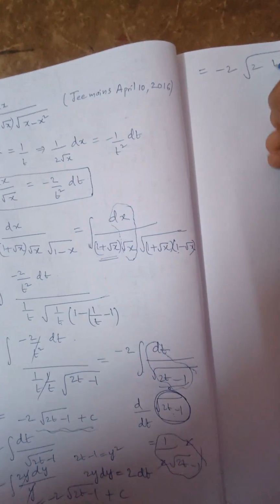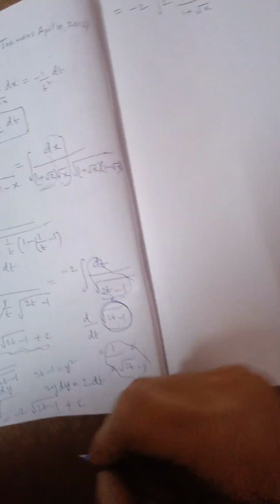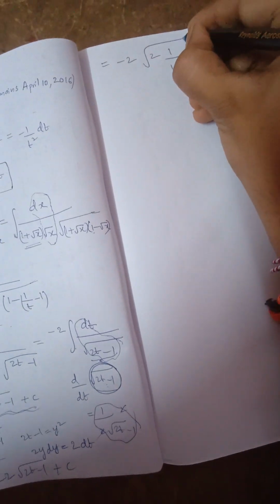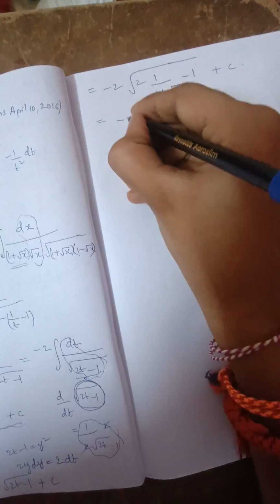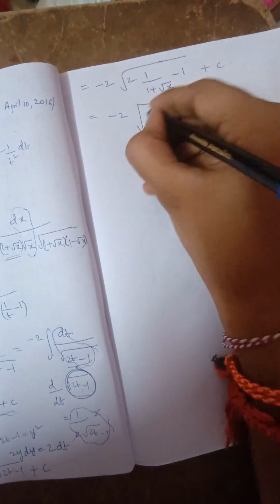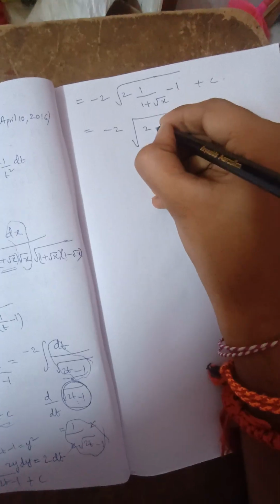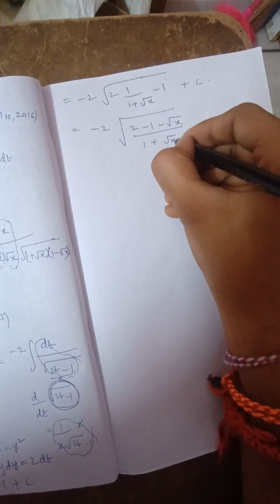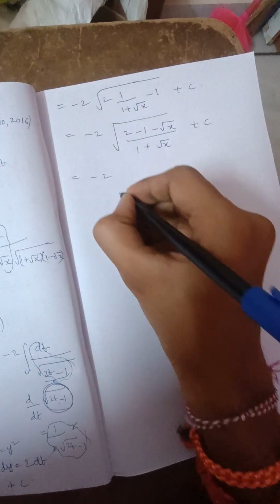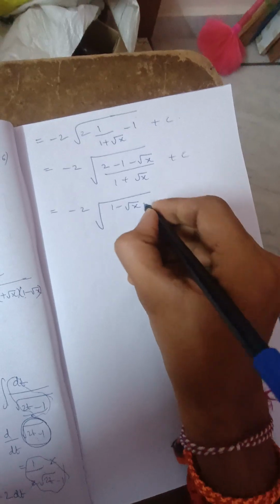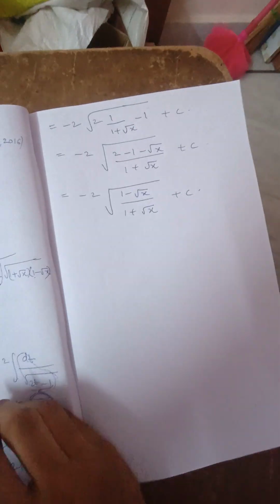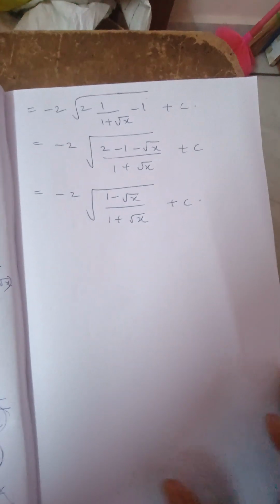So t is nothing but, from here, 1 by 1 plus root x minus 1 plus c. So minus 2 root 2 minus 1 minus root x by 1 plus root x plus c. So our answer is minus 2 root 1 minus root x by 1 plus root x plus c. So this is the final answer.